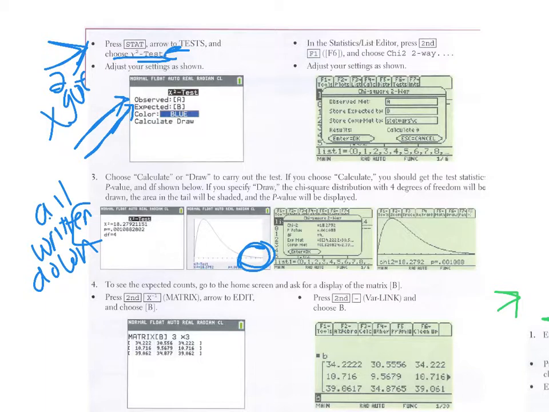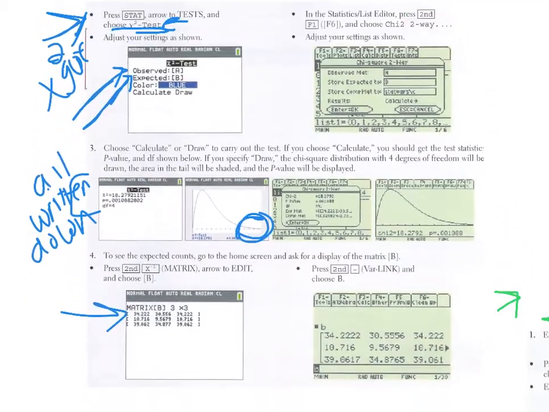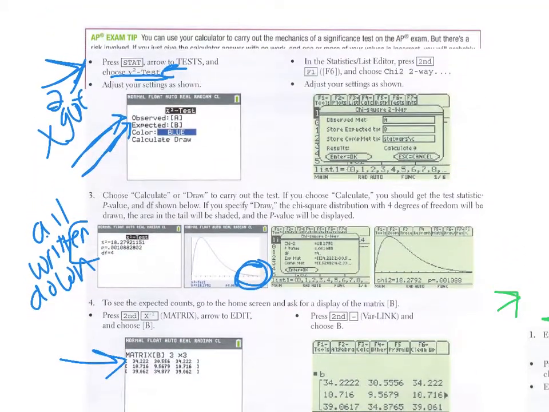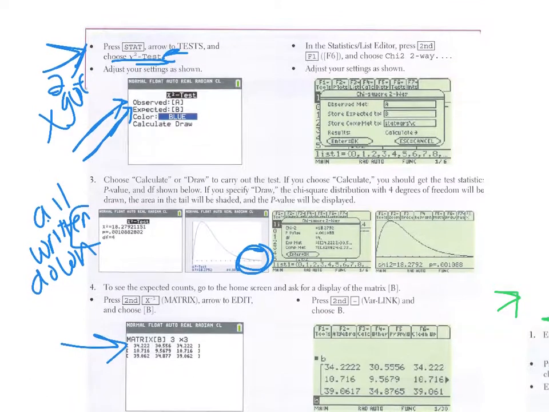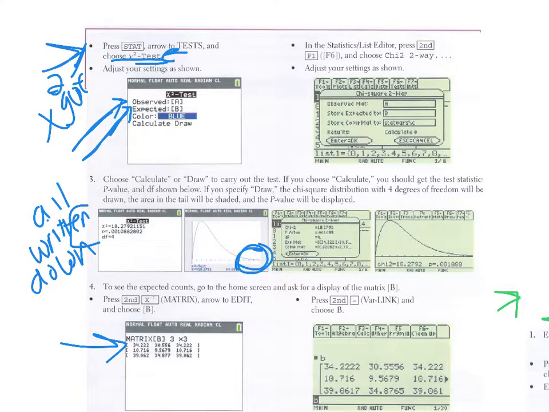And so you can go to that matrix. You can go to matrix B, and you can find your expected counts so that you have those and you can get those written down. So you can do all of it on your calculator. You just need to know what you need to write down and what it means and where to find stuff.